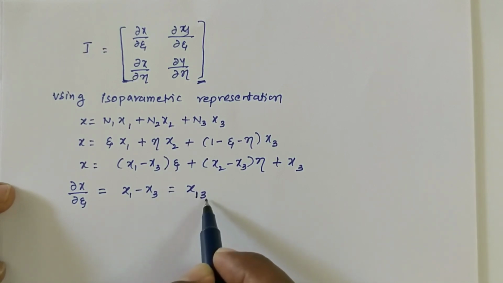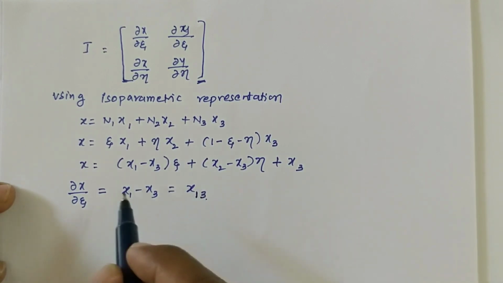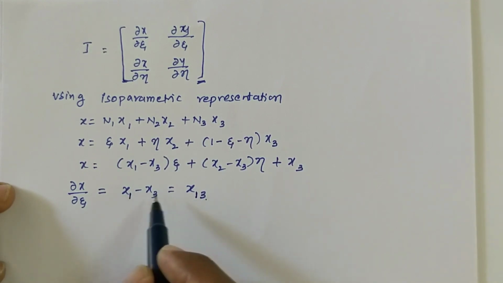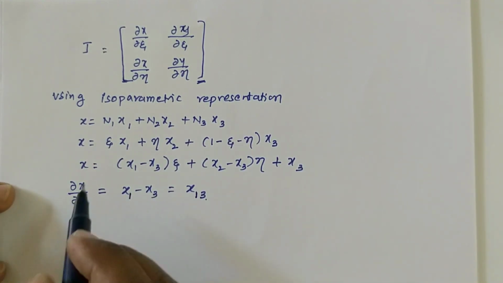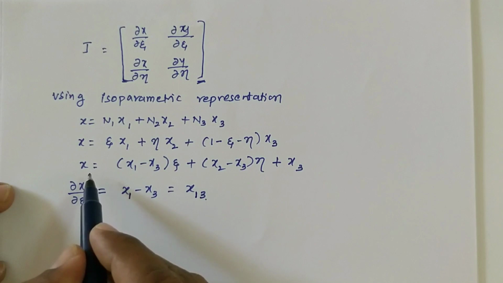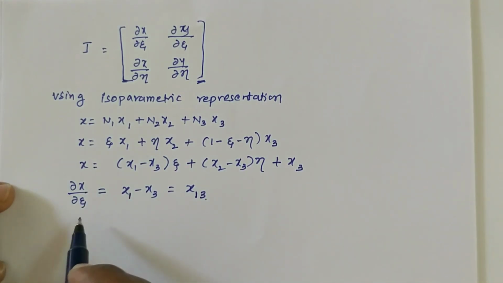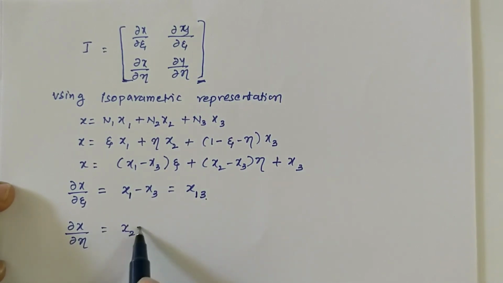So the negative term will be written later in the second. x13 can be written as x1 minus x3. Similarly, differentiating this equation with respect to eta, ∂x/∂eta can be written as x2 minus x3, and this x2 minus x3 can be represented as x23.